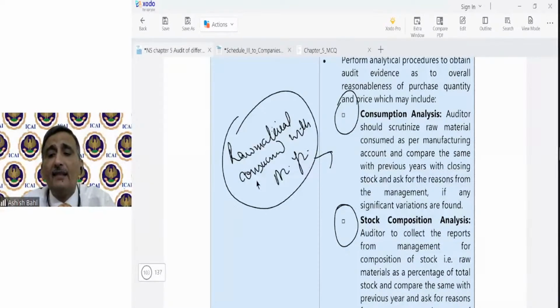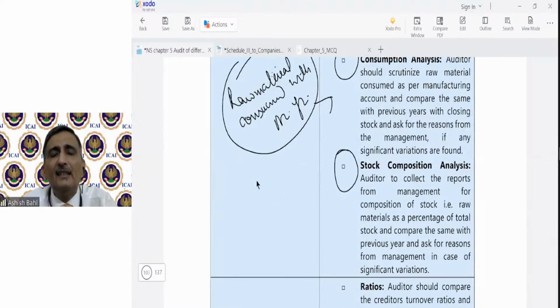Stock composition analysis. So what is stock composition analysis? It is nothing but to see that in overall stocks, say if the stocks are of 1 crore, then what is the ratio of raw material stocks? Because these would be in relation to purchases in case of a manufacturing company. And he would try to compare it with the previous year's such ratios, previous year's holdings. So in this way, he can find out variations, if any.